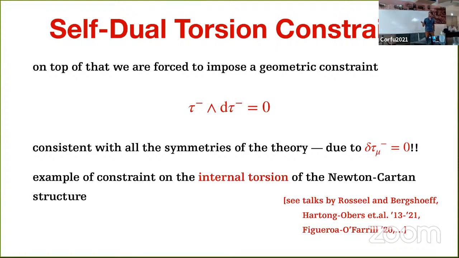These kinds of constraints are well known, and it has been mentioned by Eric and by Jan in this context of non-relativistic geometry. It's known as a torsion constraint, and it literally constrains the internal torsion of the Newton-Cartan structure. But that's the only torsion constraint we impose.